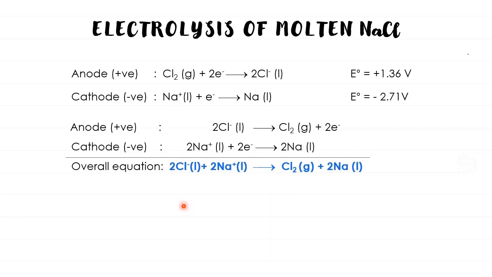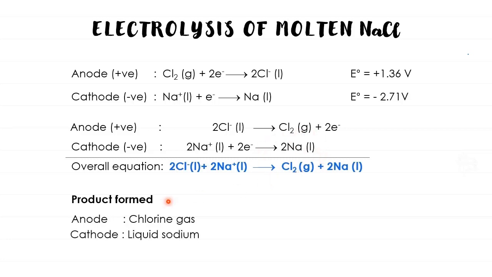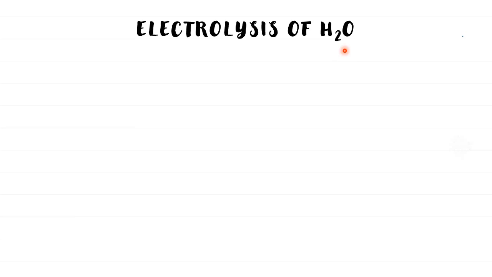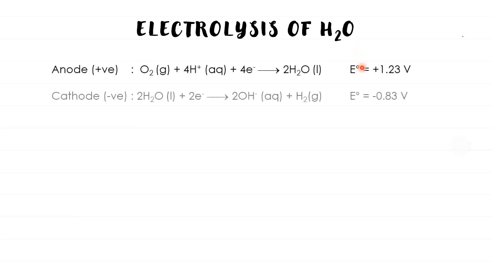The question will further ask you about the product to be formed. You just need to look at the right hand side of each of the half-cell equations. Like at the anode, we have chlorine gas formed, while at the cathode we have liquid sodium. You must emphasize their states as well, not just the name of the species. Electrolysis of water will consist only of water molecules at both anode and cathode.